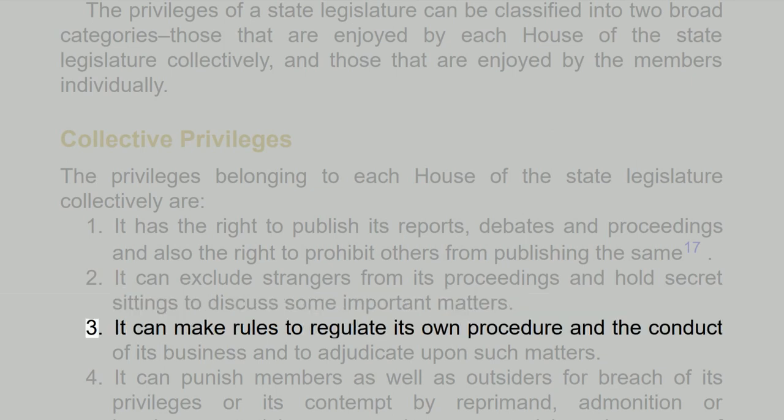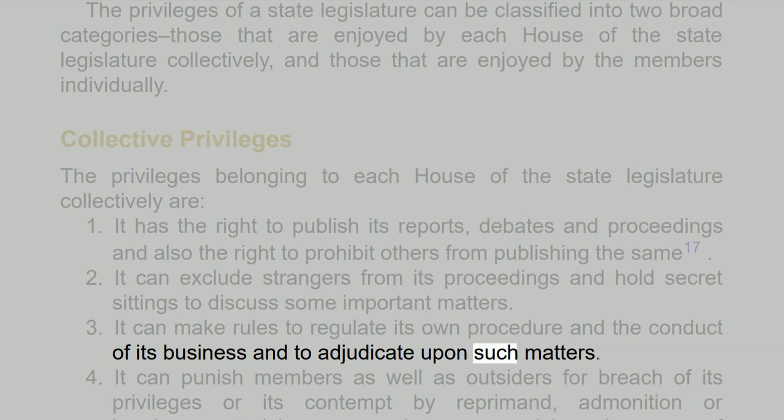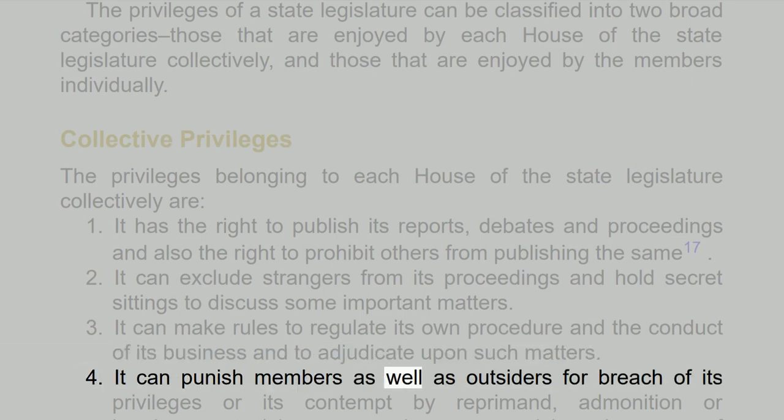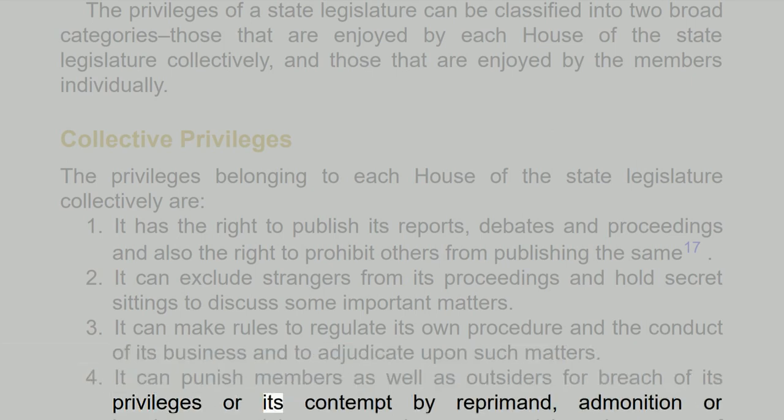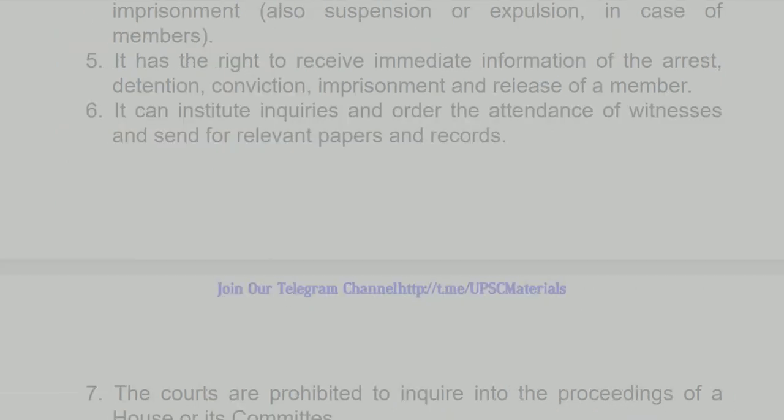3. It can make rules to regulate its own procedure and the conduct of its business and to adjudicate upon such matters. 4. It can punish members as well as outsiders for breach of its privileges or its contempt by reprimand, admonition or imprisonment, also suspension or expulsion, in case of members. 5. It has the right to receive immediate information of the arrest, detention, conviction, imprisonment and release of a member. 6. It can institute inquiries and order the attendance of witnesses and send for relevant papers and records.